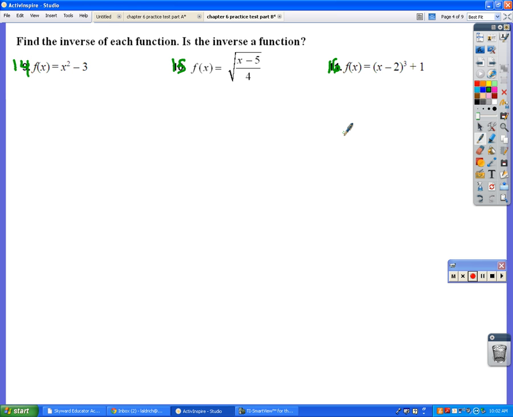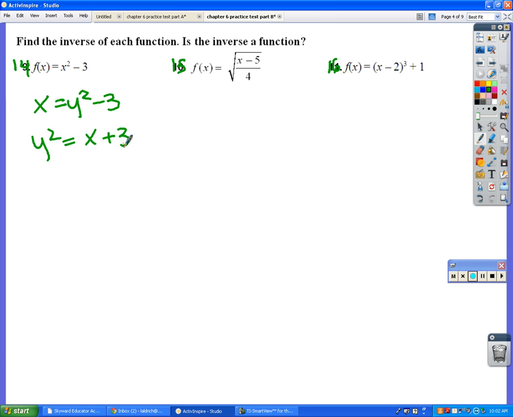So how do I find the inverse? Flip it. Right, flip the x and the y. So I'm going to rewrite this as x equals y squared minus 3. Now I have to solve that for y. Two steps. First step is add 3 to both sides. So y squared equals x plus 3, and then take it home.